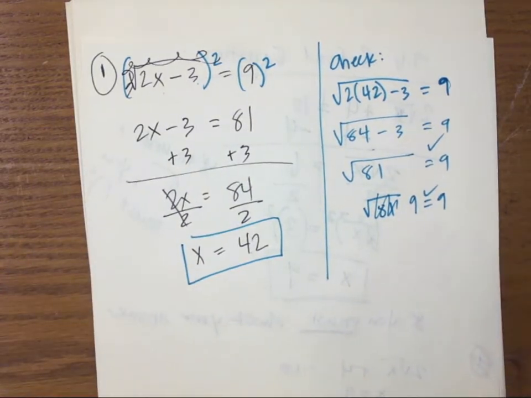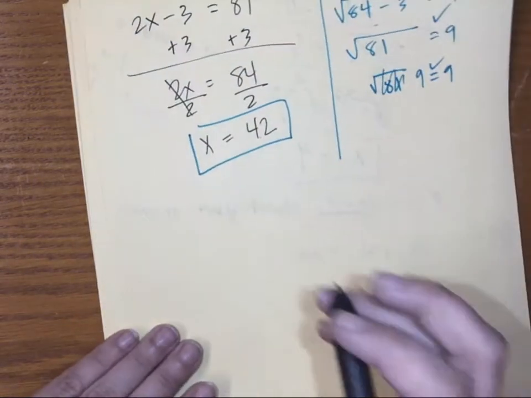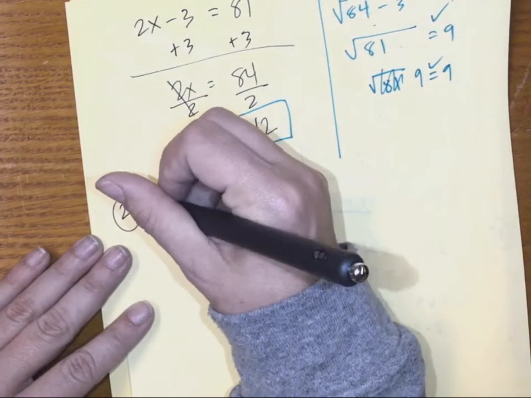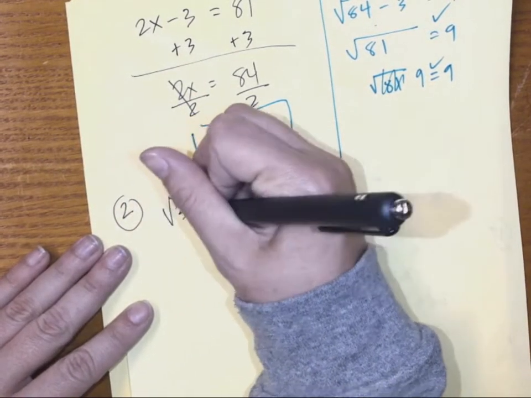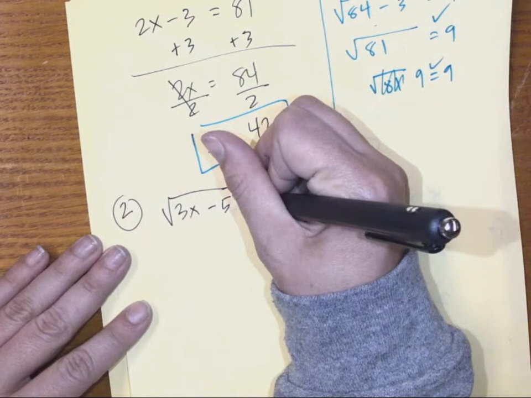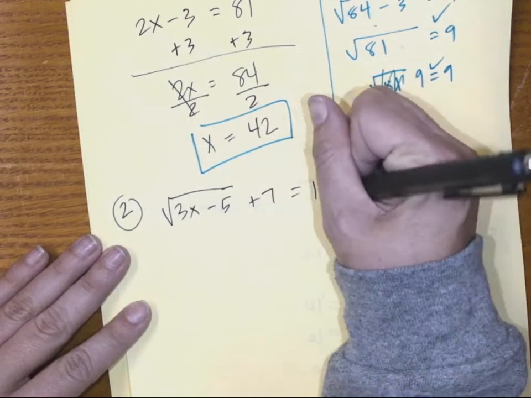Okay. Let's do another one. If I had the problem, the square root of 3x minus 5 plus 7 equals 14.